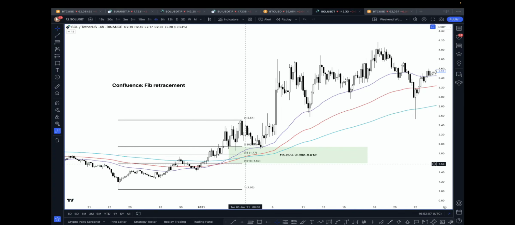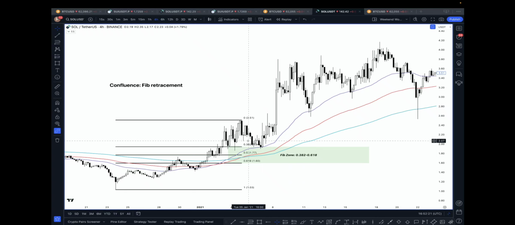Why? Because that's apparently what fibs are, right? I'm not a Fibonacci trader. I use them very, very sporadically. I see why they have value because they allow people to define risk. I'm not a big believer in the golden ratio or the golden zone, or that mathematically it's guaranteed to happen, because it doesn't, right?